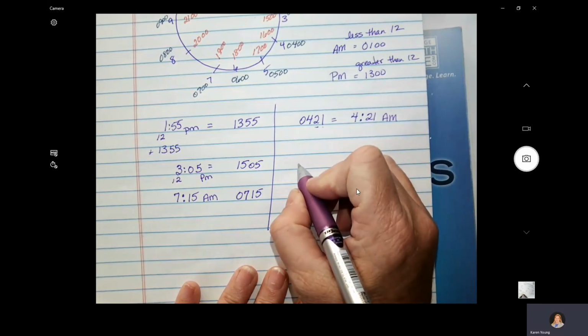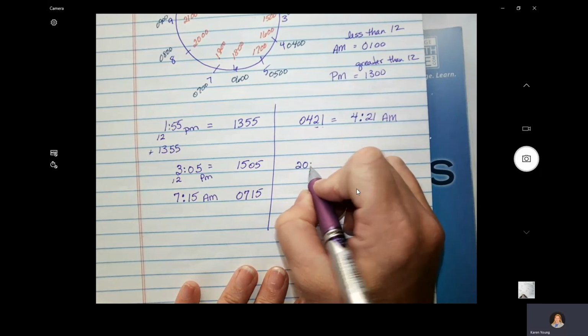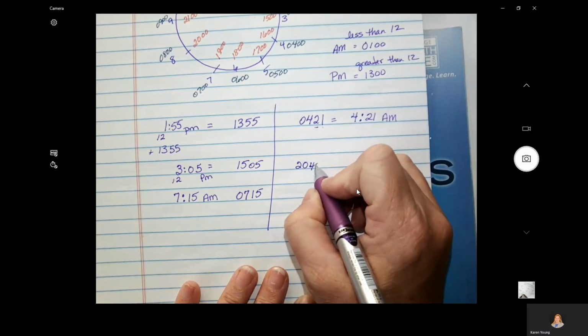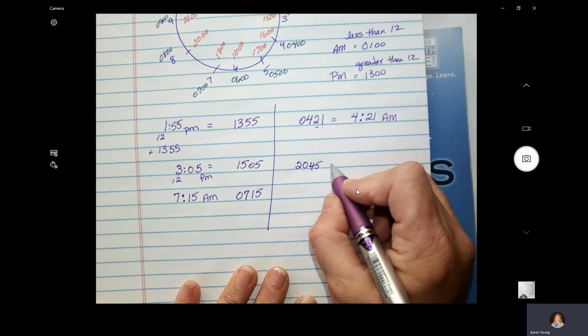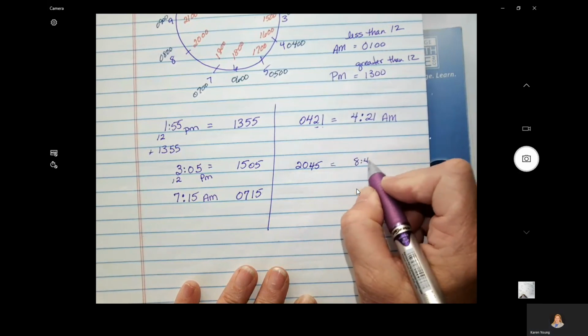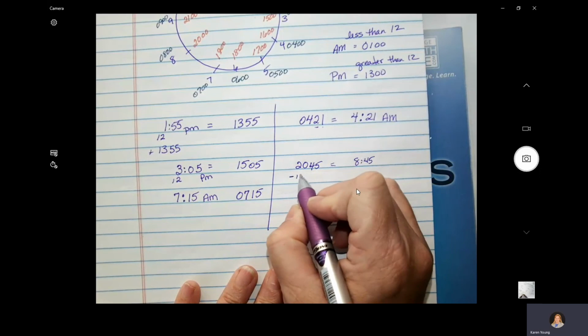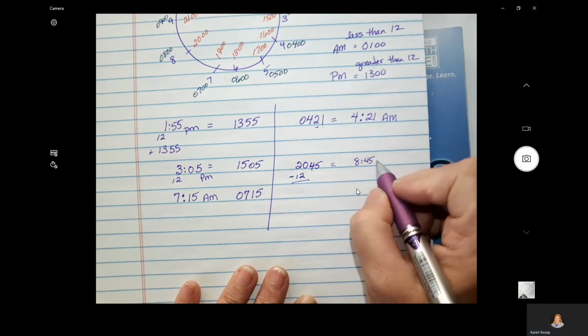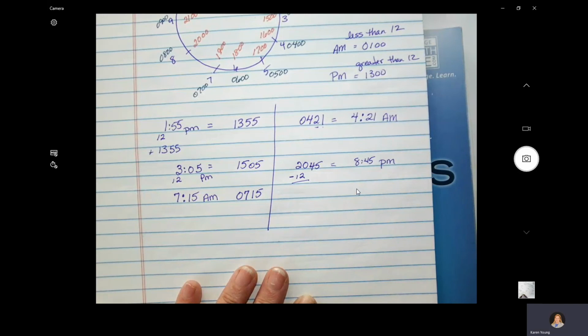I try to go to bed every night at 2045. So what time is that? I get up at 5:30, but what time do I go to bed? 8:45. To get 20 to be 8, I'm subtracting 12 from the 20. So it's 8:45 p.m.